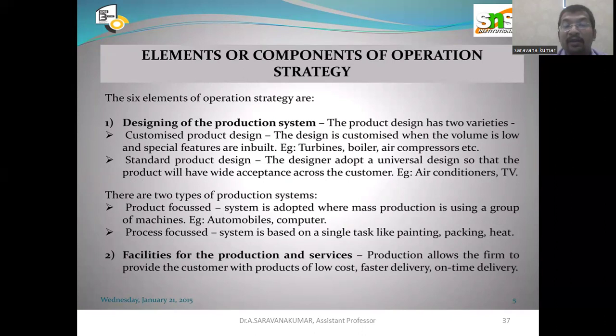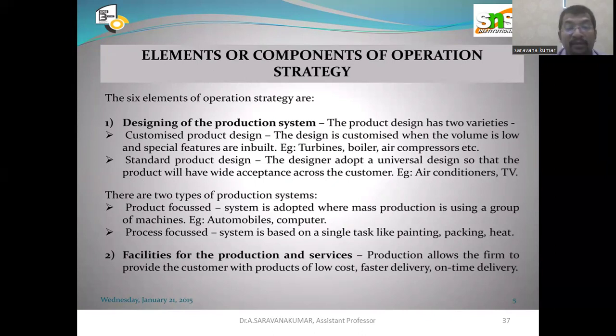In customized product design, the design is customized when the volume is low and special features are inbuilt. Examples: turbine, boiler, air compressor. These are the customized products. Some things will be standard. The designer adopts a universal design so that the product will have wide acceptance across customers. Examples: air conditioners and TV. The shape is not changed. Still now the TV will be in rectangle shape. We have some advanced methodologies, but the shape will be the same. The design will be the same, like the air conditioner also.